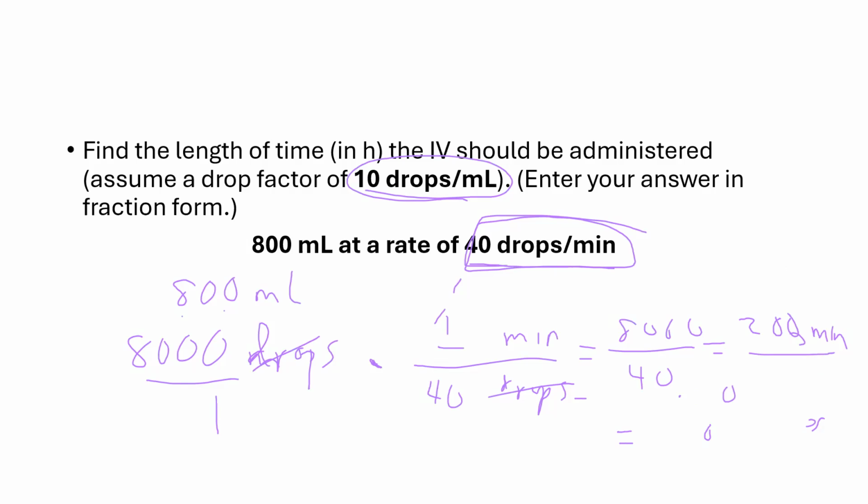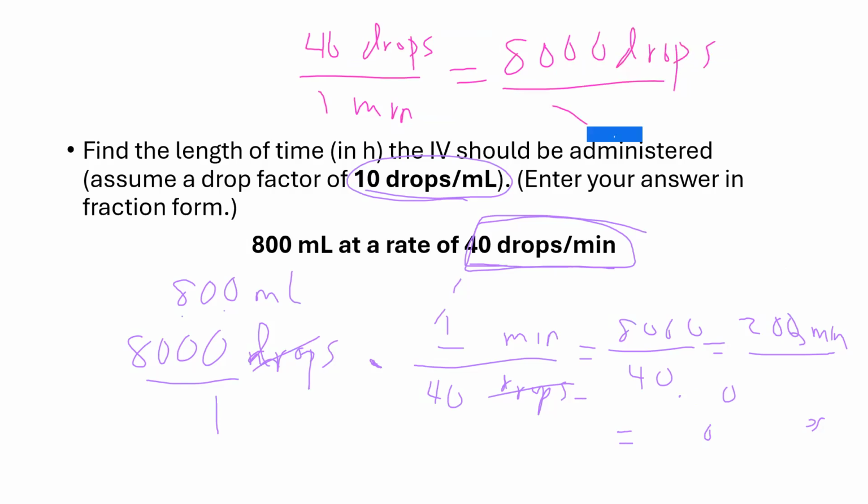And then you change that to hours by dividing by 60. If you do not want to use dimensional analysis, that's fine. You could set this up as a ratio and proportion problem. Because you've got 40 drops over 1 minute, and you're trying to find the minutes, you've got 8,000 drops over x minutes. Cross multiply. Same thing. I'm giving you all the options so that you choose which one you prefer.